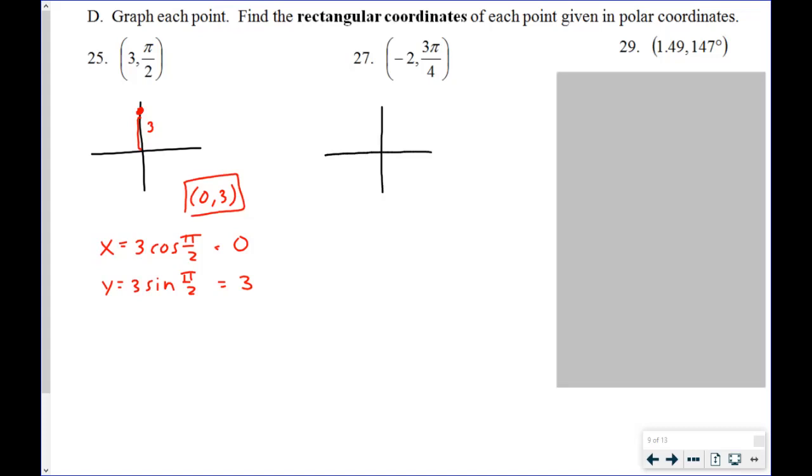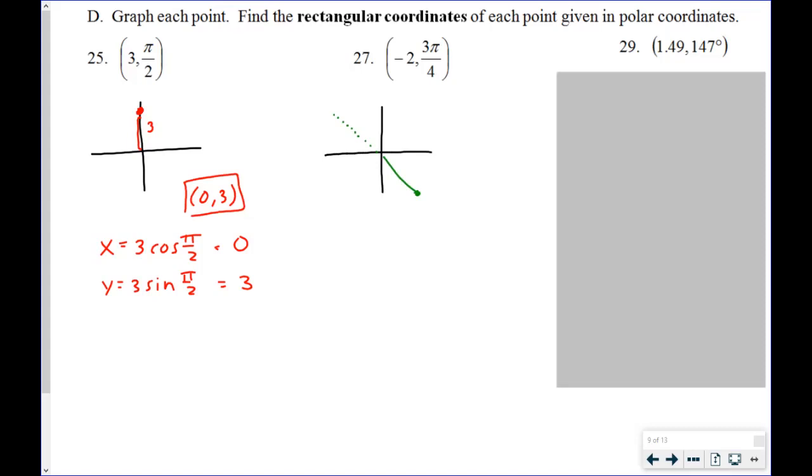All right, 27, a little bit different here. We've got -2 and 3 pi over 4. So we're going to go to the angle 3 pi over 4. 3 pi over 4 sits out here directly in the middle of the second quadrant, but we're graphing a -2, which means we actually need to go across the origin down to 7 pi over 4. And that is where I'm going to actually plot this point.